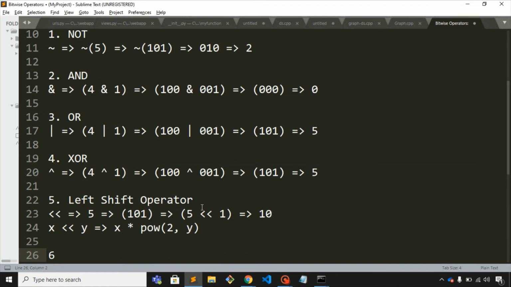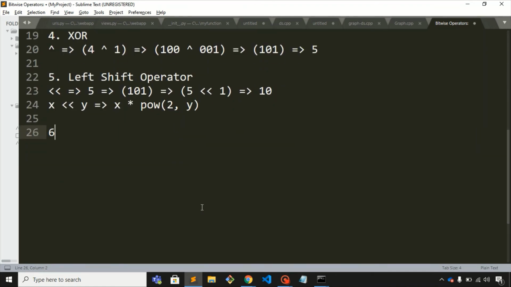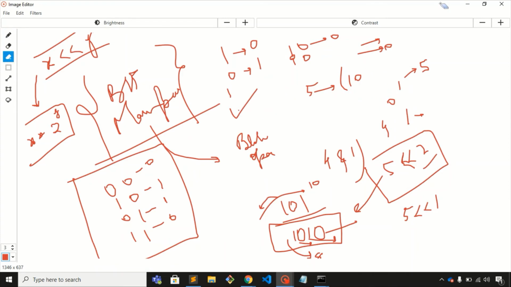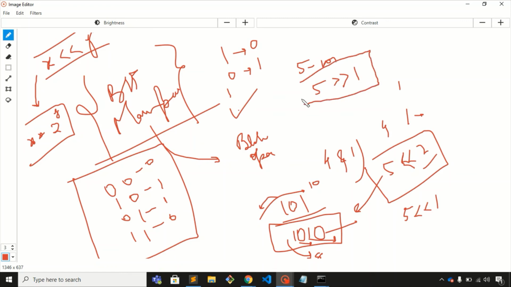In the case of the right shift operator, it is represented by this symbol. Let's say we have the number 5, and its binary is 101. If I write 5, then the right shift operator and then 1, it will shift all the bits of 5 to the right one time, only once.